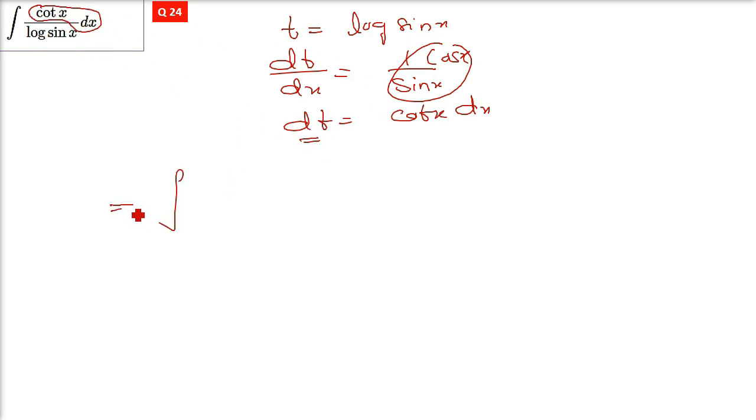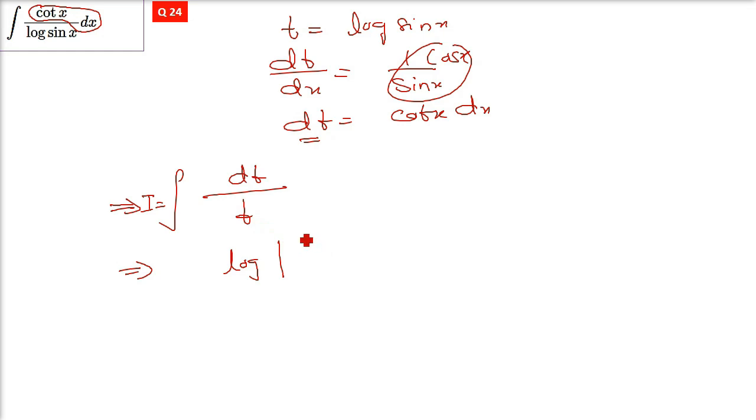So integration of, what do you get? Cot x dx is dt, and in the denominator log sin x was taken as t. So this integration becomes simply ln modulus of t. Log is base e, because it's given in the question as log, so I'm writing log. When it's not given, always write ln, not log. Since the question is saying log, we are writing log.